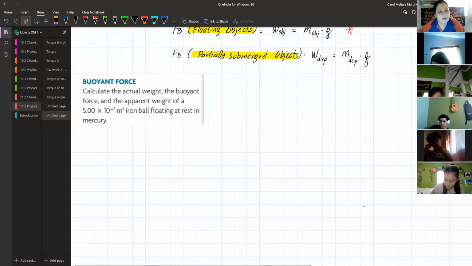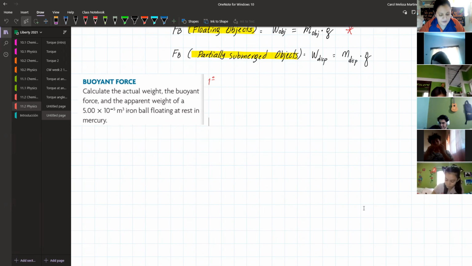Calculate the actual weight, buoyant force, and the apparent weight of a 5 times 10 to the negative fifth power cubic meter iron ball floating at rest in mercury. So what we need to do in the first place is describe the situation in the problem.